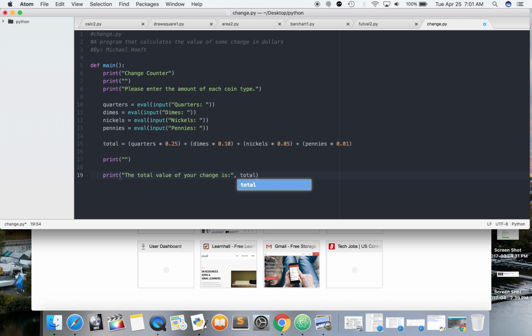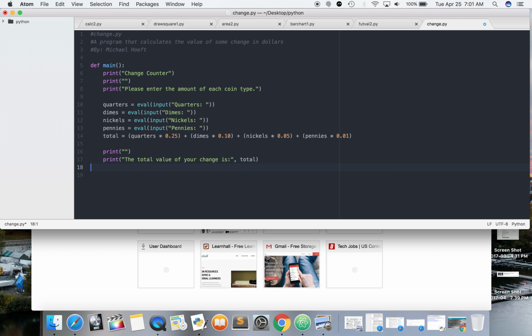So now, since it's a comma, we're golden with regards to conflating those. If it was a plus, we'd have to change that to str parenthesis total. But that's not the case. Okay, so we're going to call main. All right. And that function call is going to be left justified. Let's save it. Change.py, see where we're at.